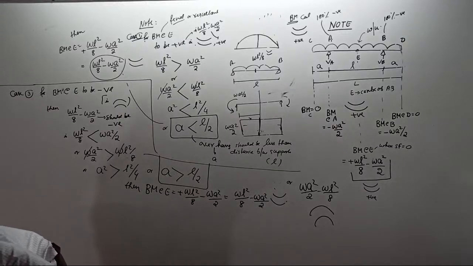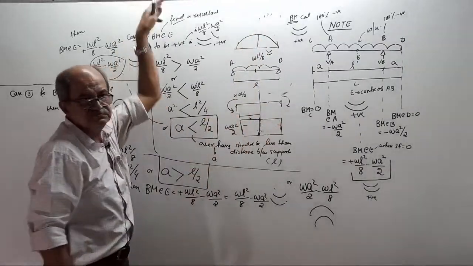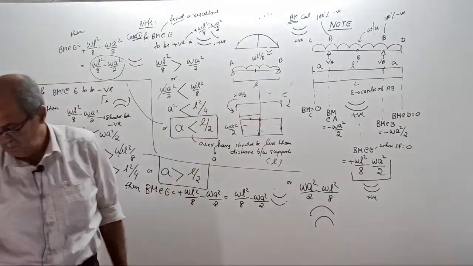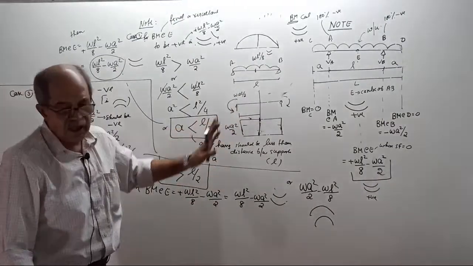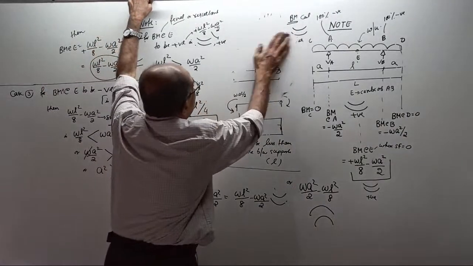If WL square by 8 is equal to WA square by 2, then what is the bending moment at E? I want to explain once again. This ordinate is equal to this ordinate. That is positive, this is negative. Then 0. Okay, I will rub this one now. Anybody who has doubt can go through the class again and again and understand.